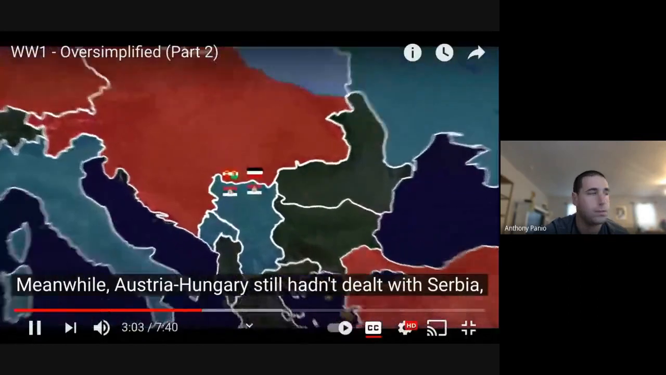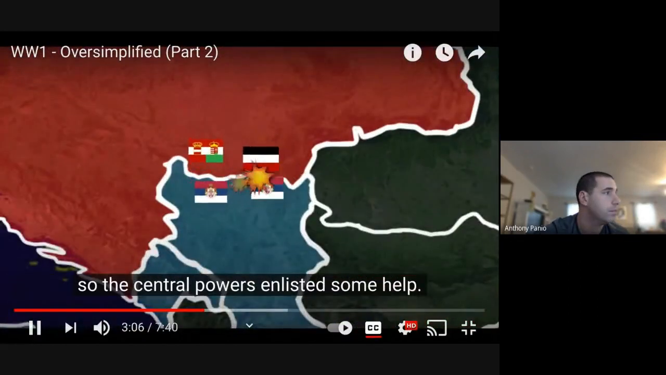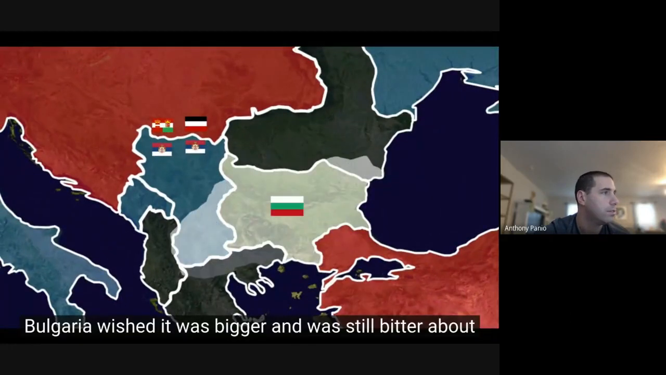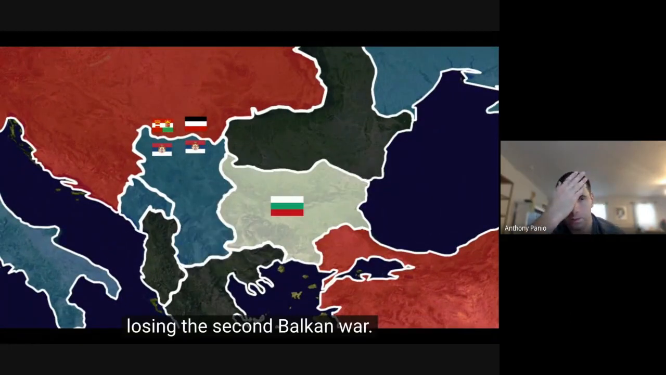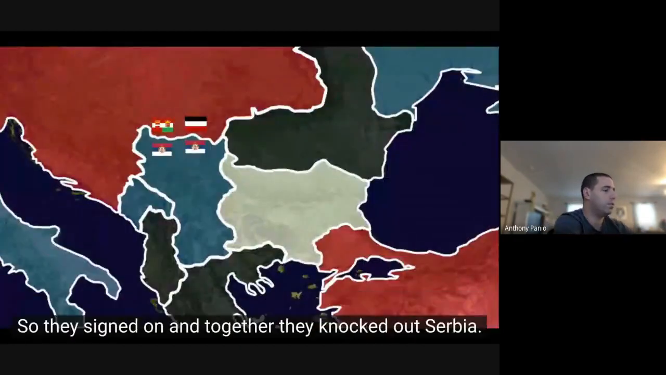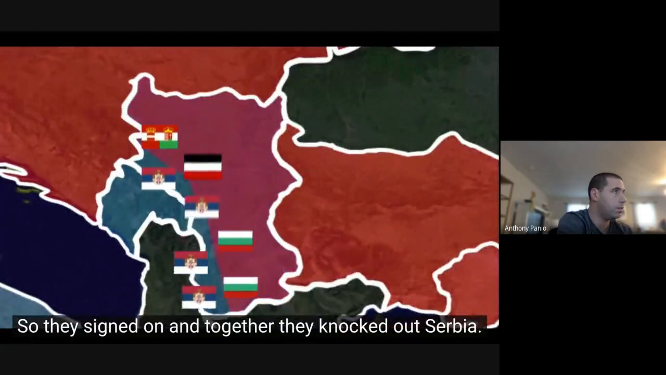Meanwhile, Austria-Hungary still hadn't dealt with Serbia, so the Central Powers enlisted some help. Bulgaria wished it was bigger and was still bitter about losing the Second Balkan War. The Central Powers promised to make all of Bulgaria's wildest dreams come true if they helped, so they signed on, and together they knocked out Serbia.